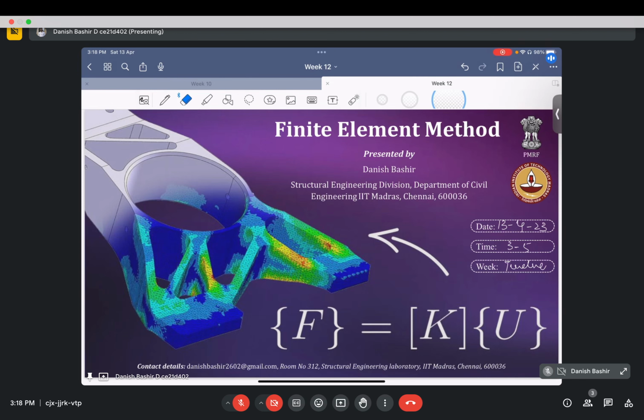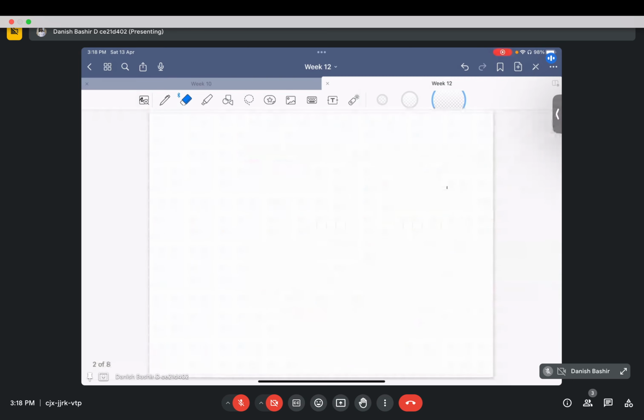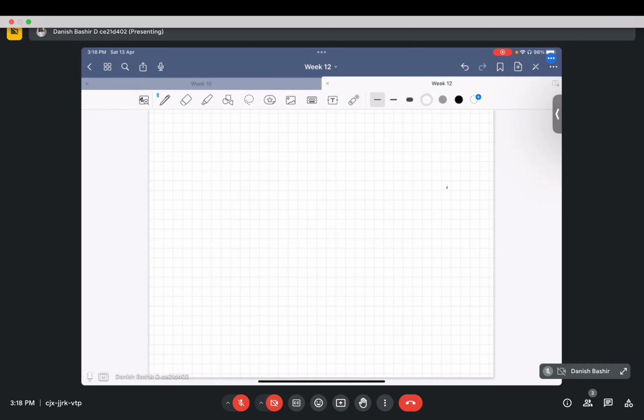So if you remember, for the two-noded element, we assume a trial solution to be linear. So in today's session, we will be seeing the higher order elements where the trial solution will be either quadratic or of some higher order. So today's topic is about higher order elements for 1D problems.